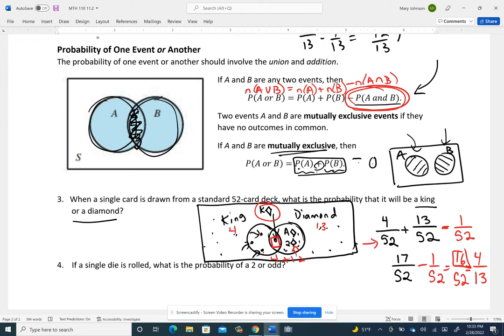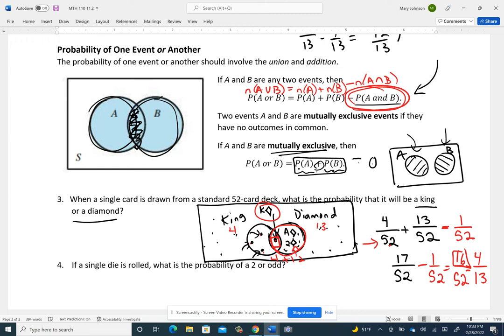So the 4 is the number of elements in the first set. Okay, the 13 is the number of elements in the second set. Okay, but what you've got to do is include those denominators, out of the 52 cards all total.